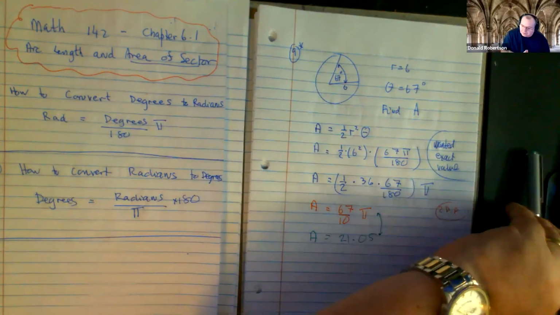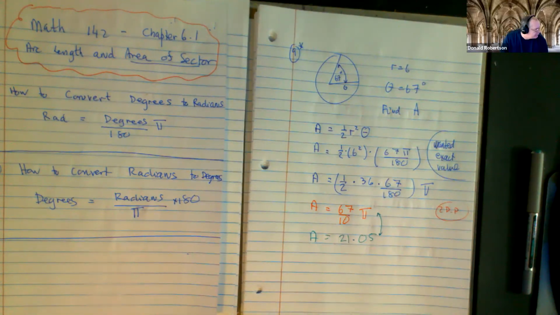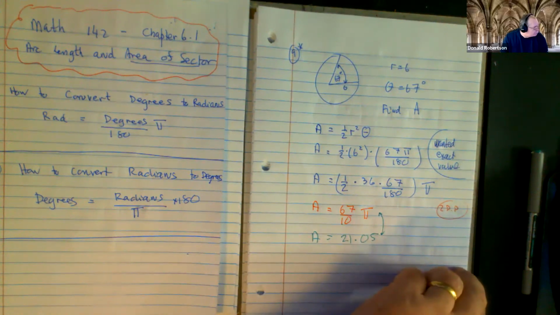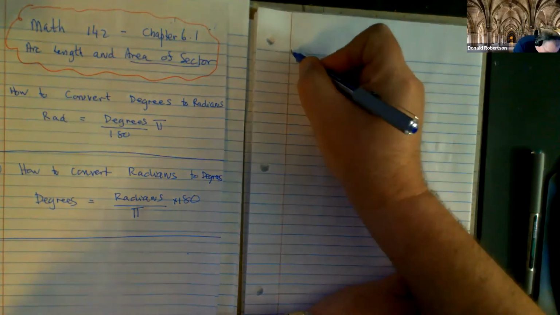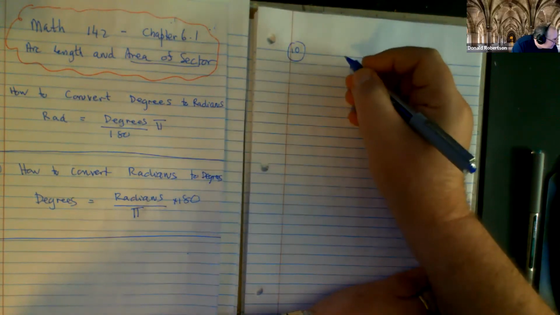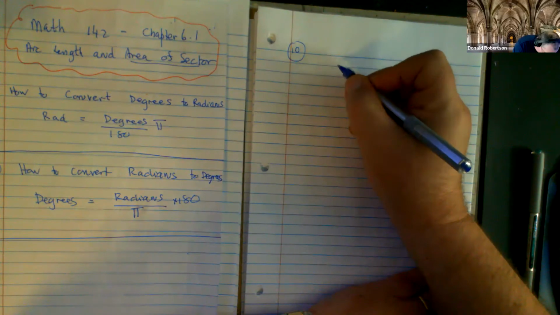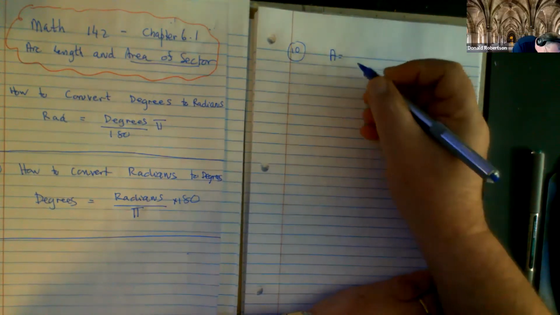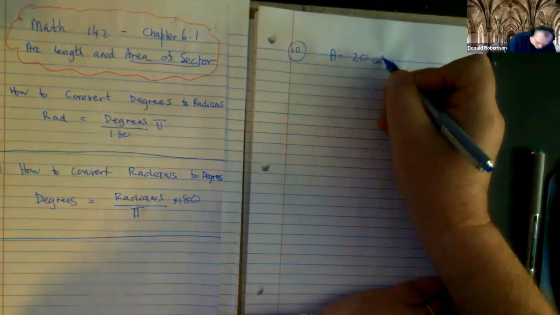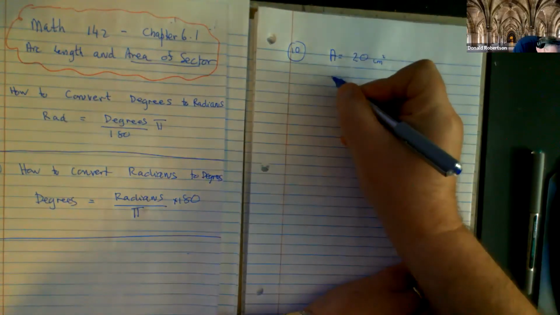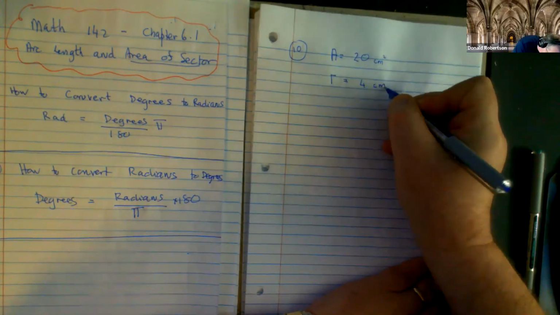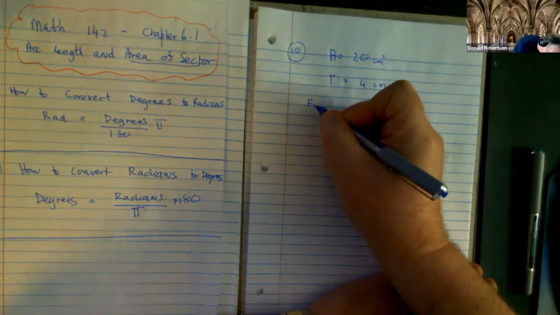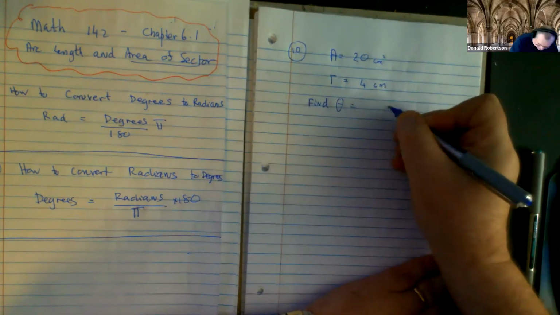How are we doing so far? Are we good? Right. Let's pick another one. Ooh. No, that was too easy. I like this one. Suppose I tell you that the area of the sector is 20 square centimeters. And I tell you that the radius is 4 centimeters. And I ask you to find theta. And I want the answer to be in radians. Okay.